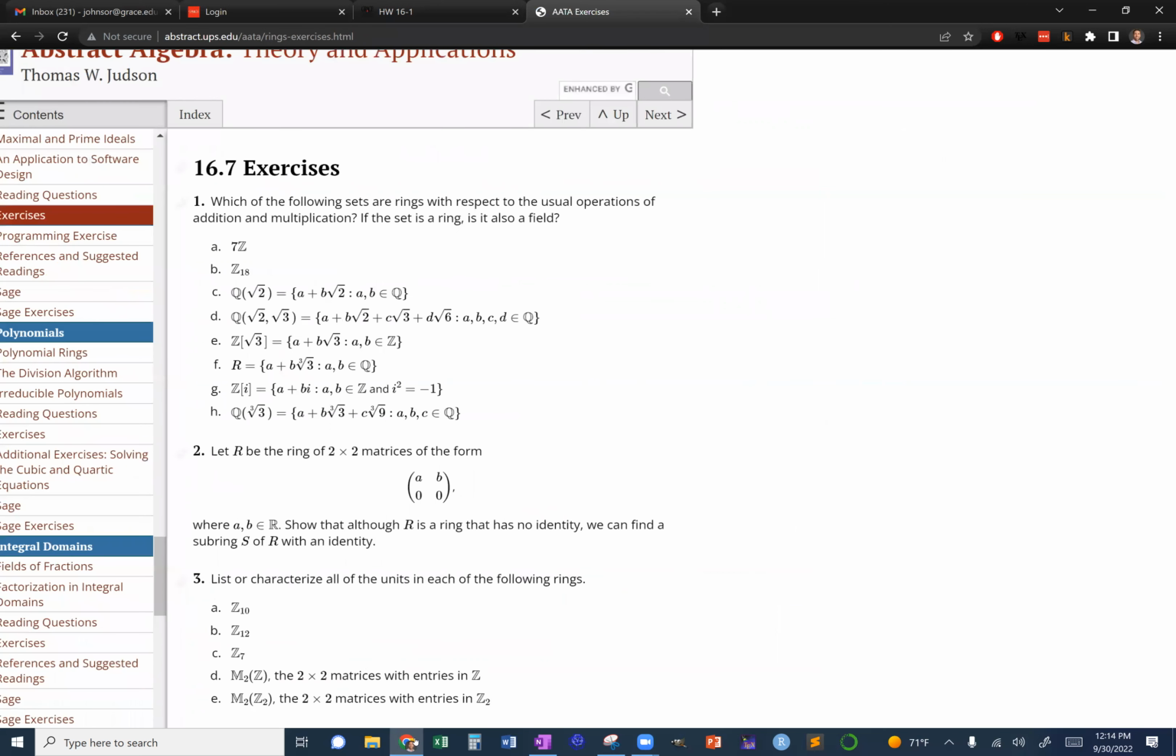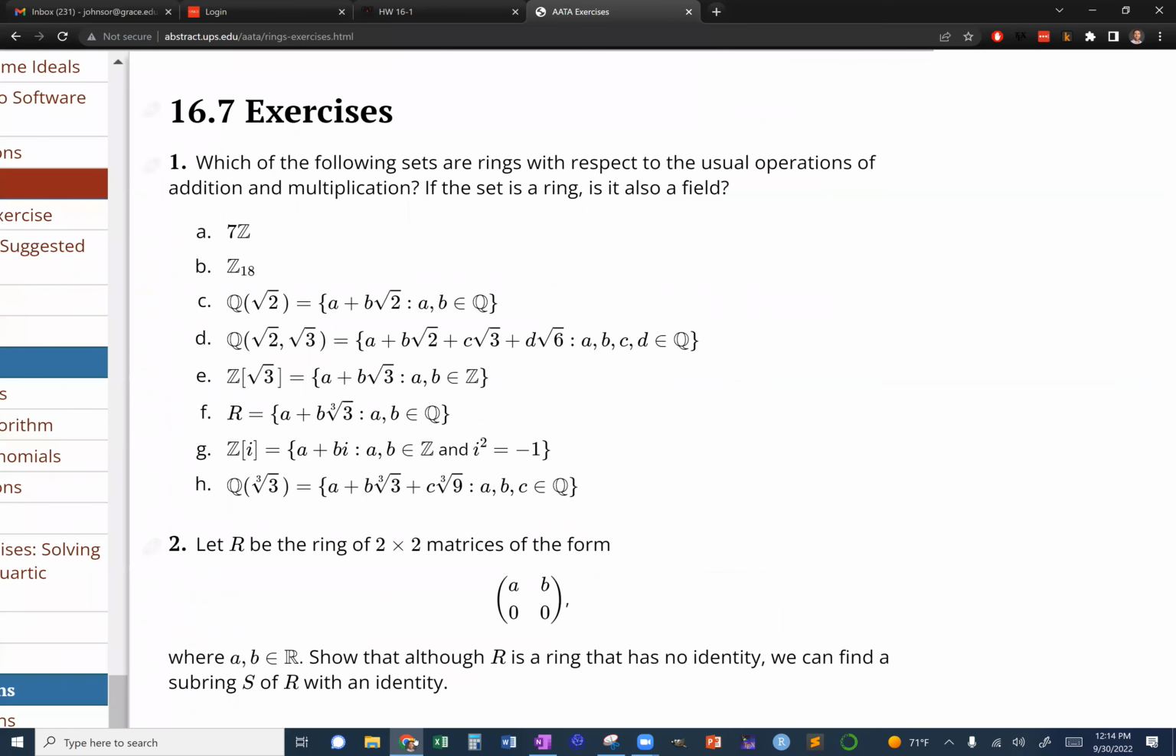You don't have to prove anything for number one. You just have to figure out whether or not they're rings. What are the things that can go wrong with something not being a ring? Something that could go wrong is if you multiply two things together and it gets outside the ring, or if you add two things together and it gets outside the ring.